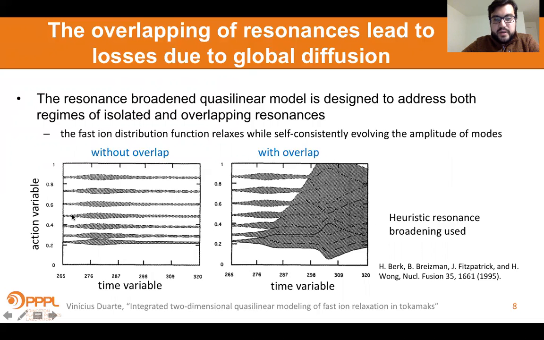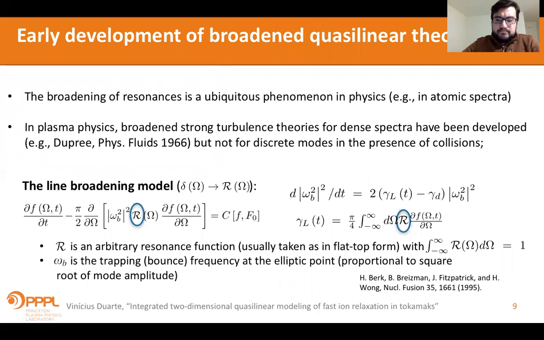Their widths are represented here. And in this case, on the left, they do not overlap, while on the right, they do overlap. And when they start overlapping, they release more and more energy, which leads to more and more overlap. So this paper was the first to propose this resonance broadened quasi-linear model, although using a heuristic broadening function that I'll show later.